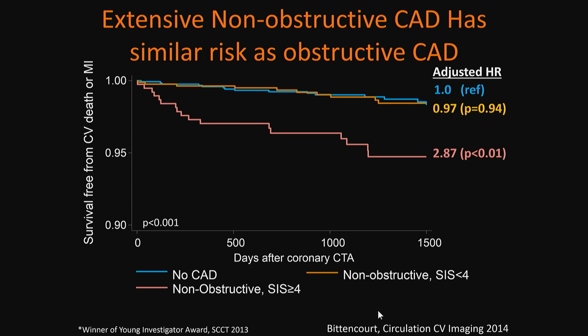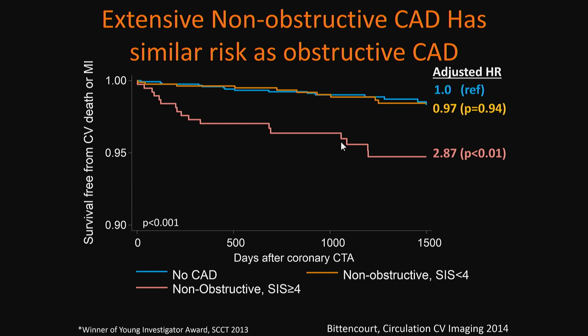And in this study, we took all the patients that have non-obstructive plaque and divided them as those that had less than 4 segments with plaque, that's known as the segment involvement score less than 4, or those that had a segment involvement score of 4 or greater, meaning at least 4 segments had plaque.